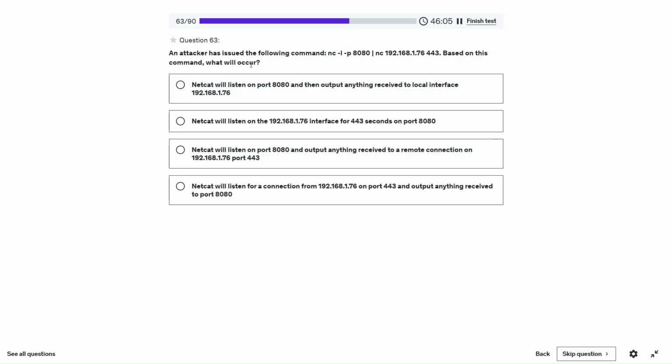An attacker has issued the following command: nc, netcat, listen on port 8080, netcat send traffic to this IP on this port. So netcat will listen on port 8080, okay, and then output anything received to a local interface. This one, yes, correct? Netcat will listen on the port, it's wrong. Netcat will listen on port 8080 and output anything received on the remote connection on port 443. Yes, 443 is the additional to this one, and this is the right answer.